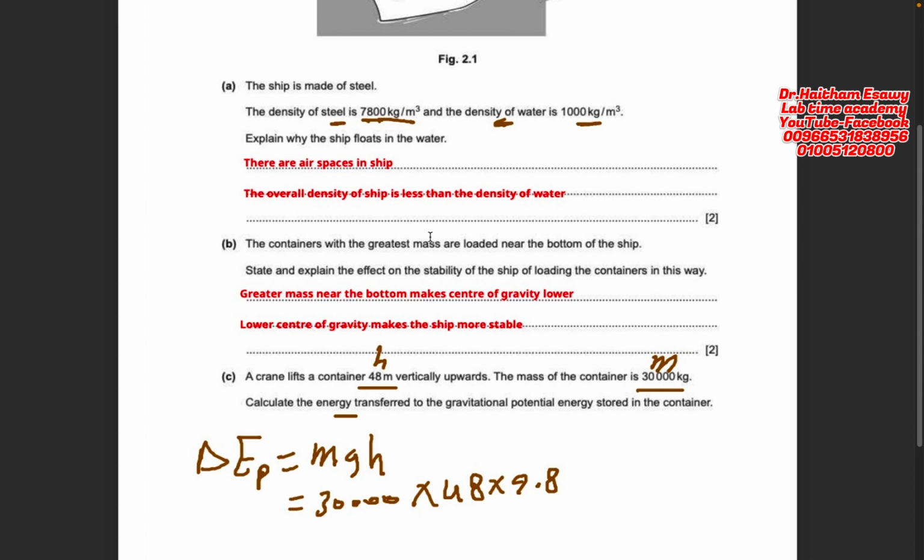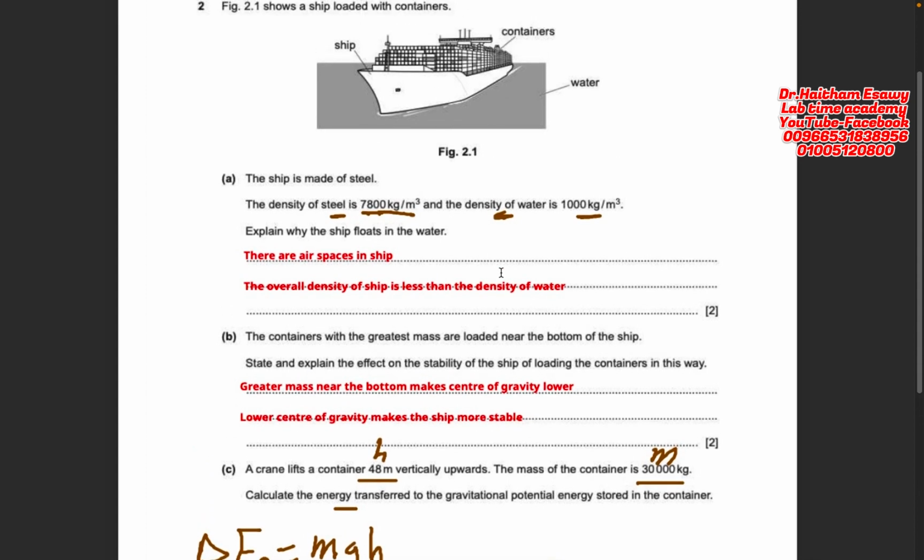The containers with greatest mass are loaded near to the bottom of the ship. State and explain the effect on the stability of the ship of loading the containers in this way. Actually, here we have to talk about the center of gravity, or the center of mass. Here, the center of gravity or center of mass is nearer to the bottom of the ship.